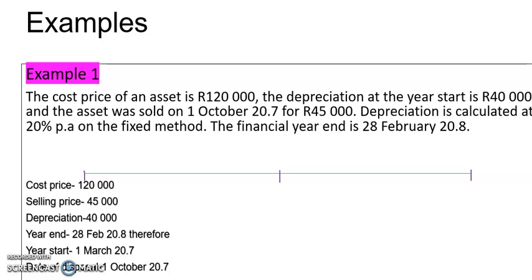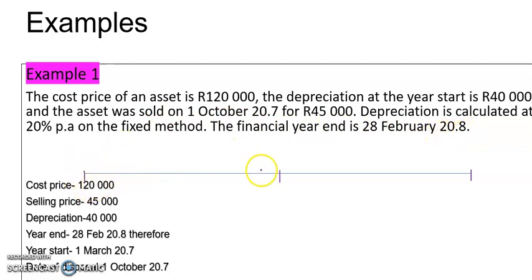Now, example 1, it reads, the cost price of an asset is 120,000. The depreciation at the year start is 40,000, and the asset was sold on 1 October 20.7 for 45,000 Rand. Depreciation is calculated at 20% per annum on the fixed method. The financial year end is 28 February 20.8.